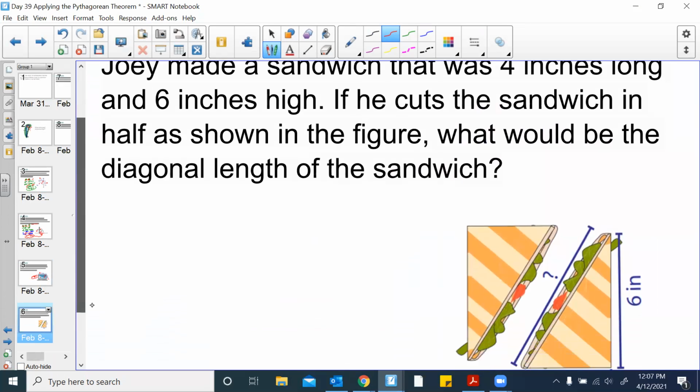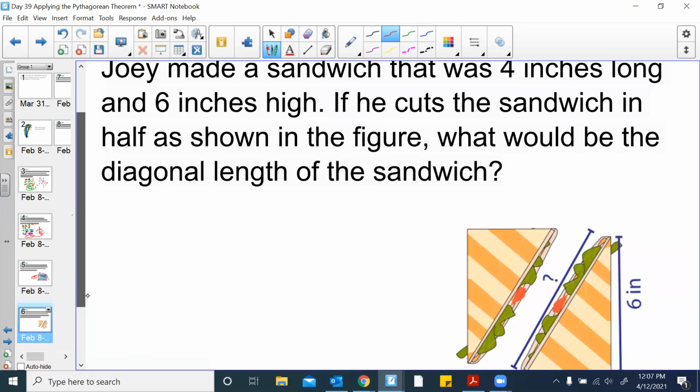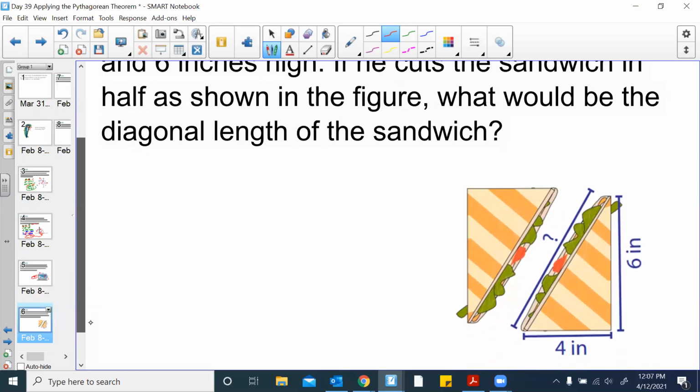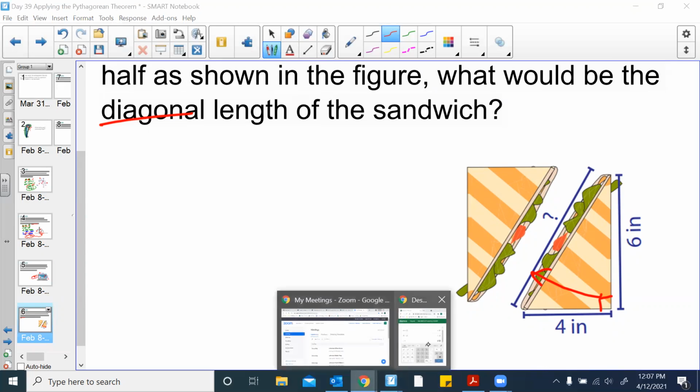All right. Let's see, Joey made a sandwich. It's 4 inches long and 6 inches high. If he cuts the sandwich in half, as shown in the figure, what would be the diagonal length of the sandwich? Again, this word diagonal kind of screams we're looking for the hypotenuse. And when you look at the picture, it's pretty obvious. And this is all assuming that this is, in fact, a right triangle.